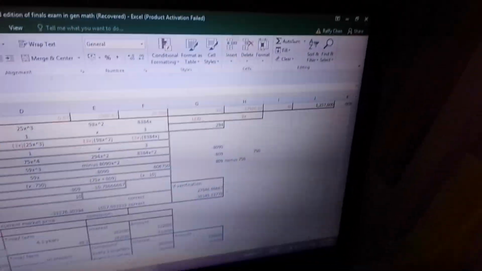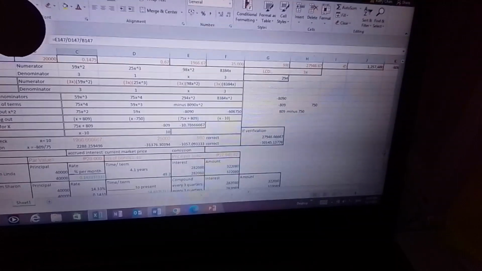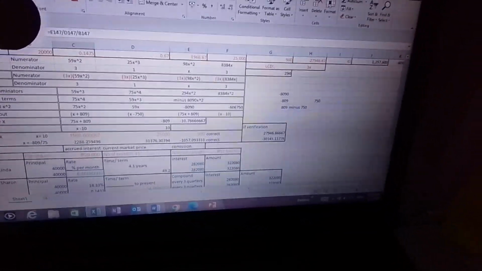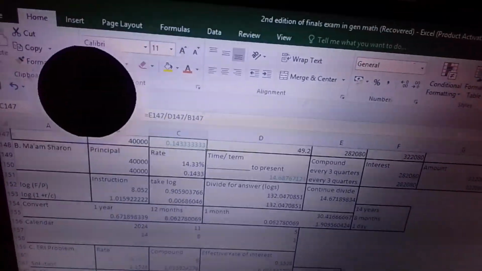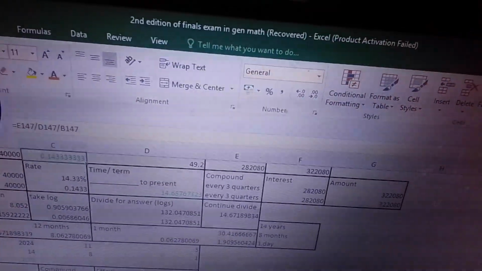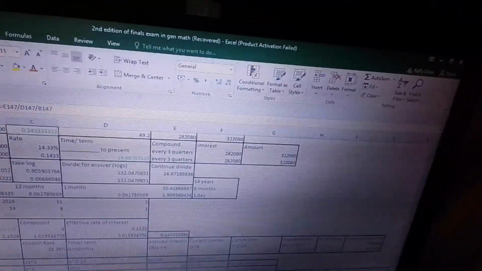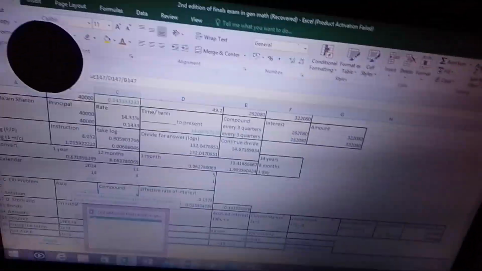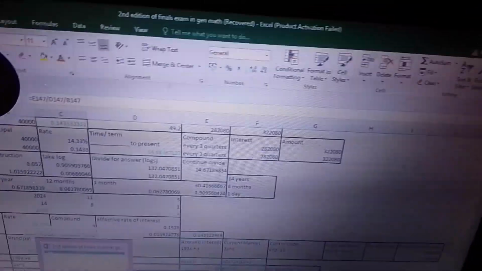So now, let's solve. On compound interest, this is the solution. Remember, we already have the principal, which is 40,000 pesos, and our rate is 14.33%. And remember, the time is, since when? It's just like item number 7. Since when did you deposit your money?